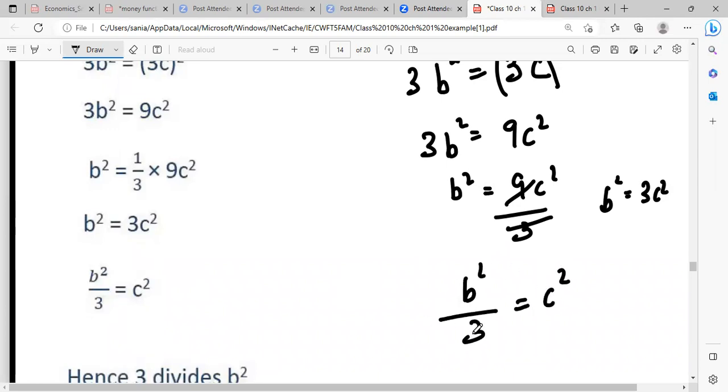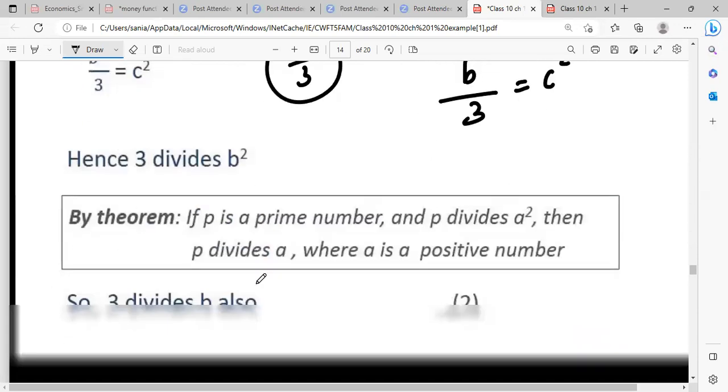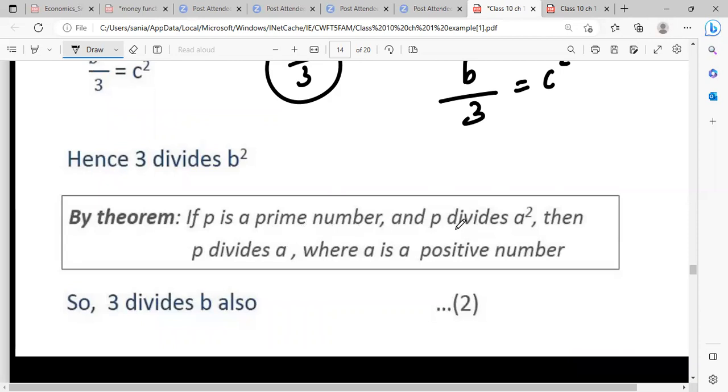So again, the same thing: 3 is dividing B square. So that means 3 will also divide B, right? If 3 is dividing B square, then 3 will also divide B, right? So hence 3 divides B square. So again the theorem: if P is a prime number and P divides A square, then P divides A, where A is a positive number. So 3 also divides B. This is the second equation. First equation was that 3 was dividing A square as well as A, right? And second equation is 3 is dividing B as well as B square. Clear?